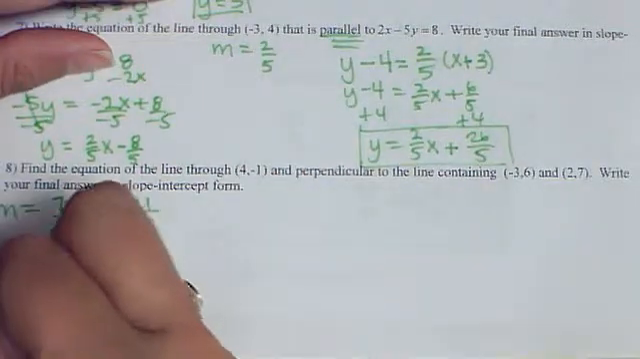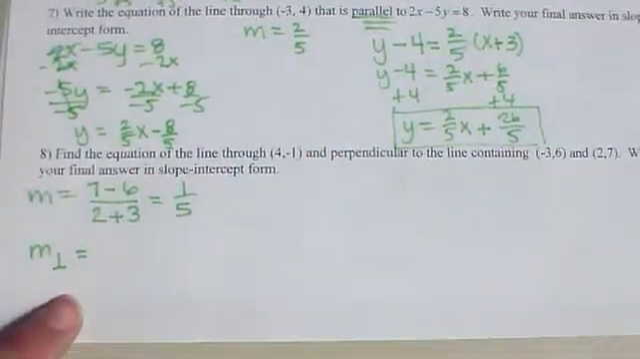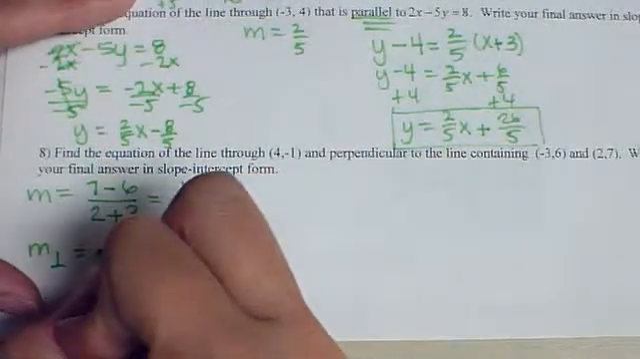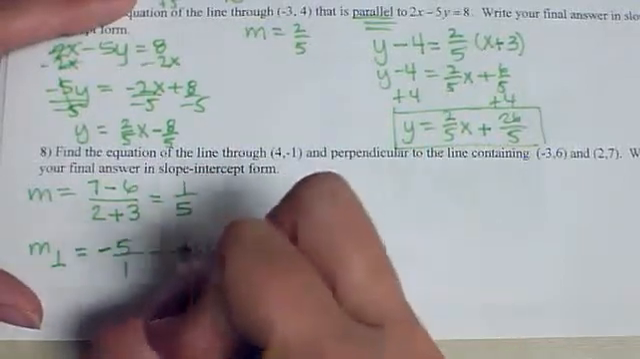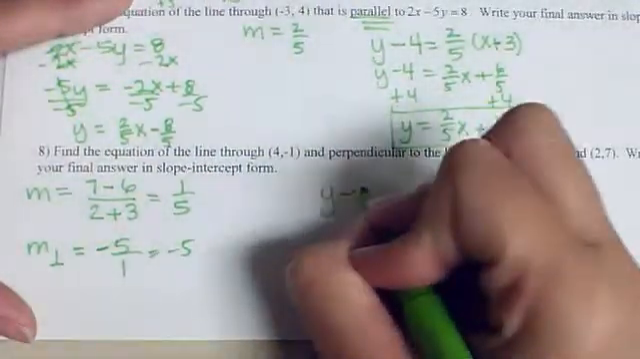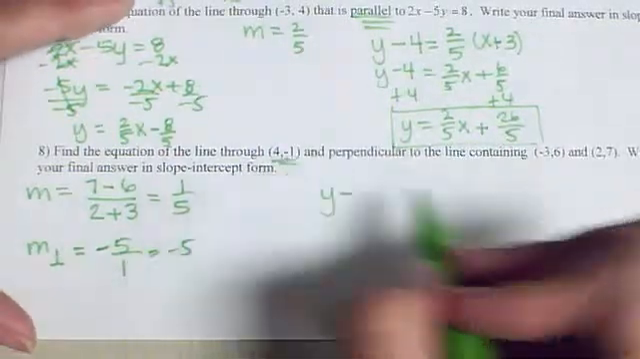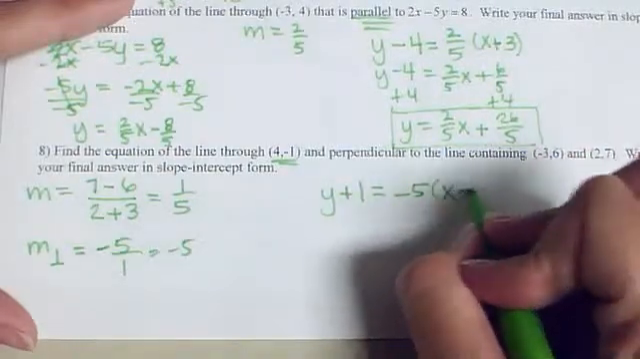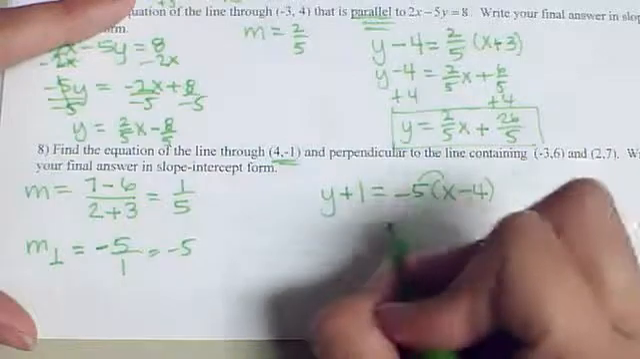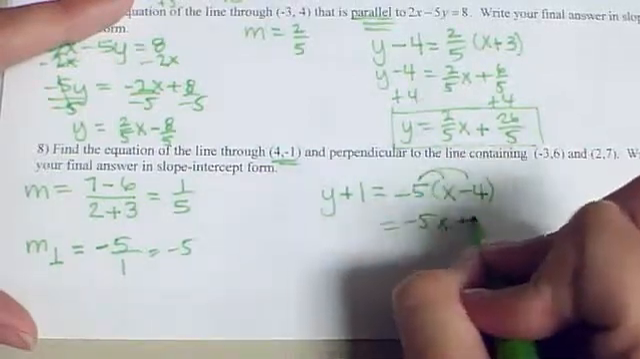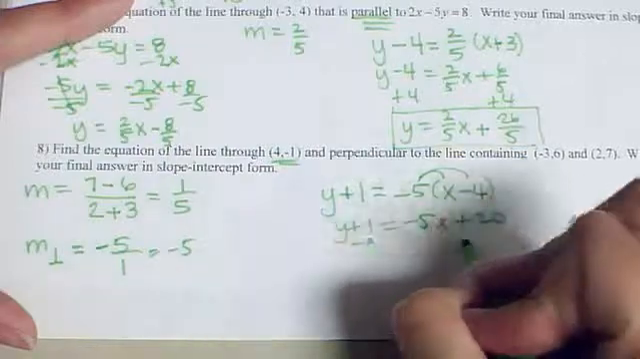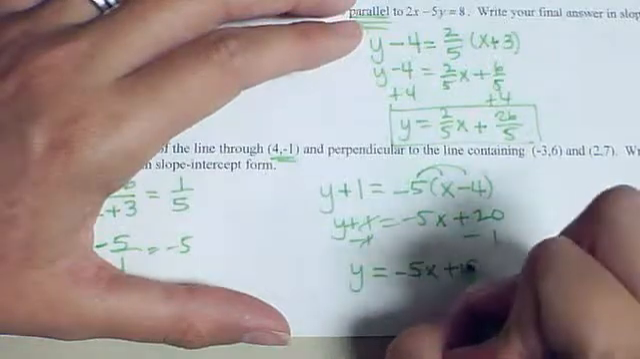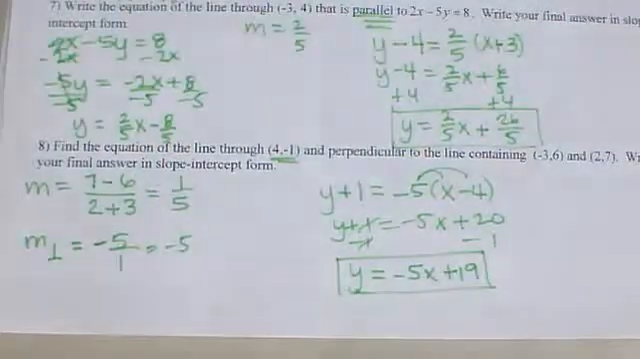Now, to get the opposite reciprocal, I'm going to say slope of the perpendicular, and that's just some notation to tell me the difference between the original and the one perpendicular. I'm going to flip the fraction, 5 over 1, and flip the sign, so it's negative now, and that's just negative 5. I can plug that into my point-slope formula with this point right here. So I have y minus negative 1 equals m, which is negative 5, times x minus 4. I'm going to distribute: negative 5x plus 20. Subtract 1 from both sides. And I have y equals negative 5x plus 19. And that's my final answer.